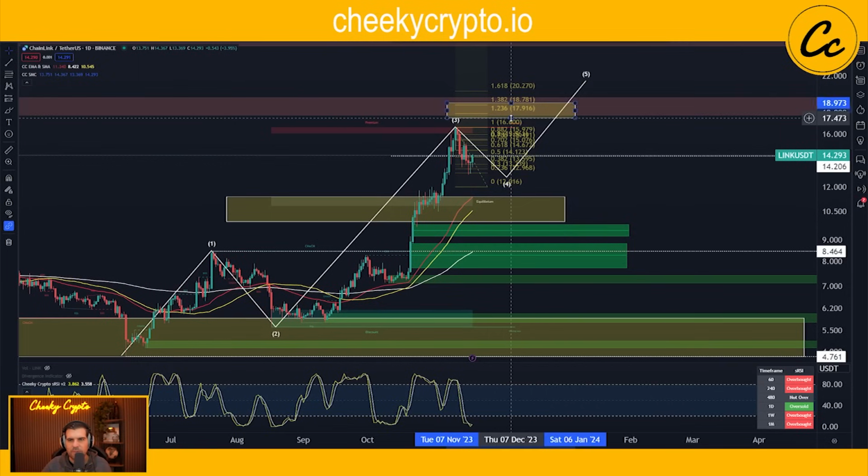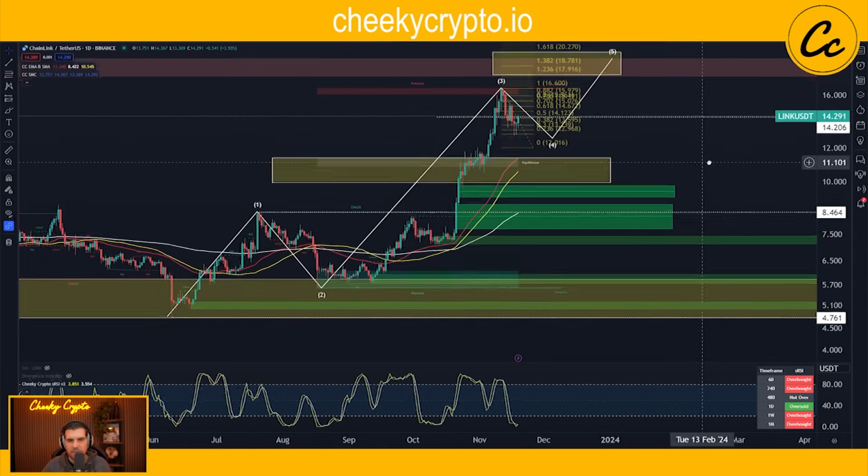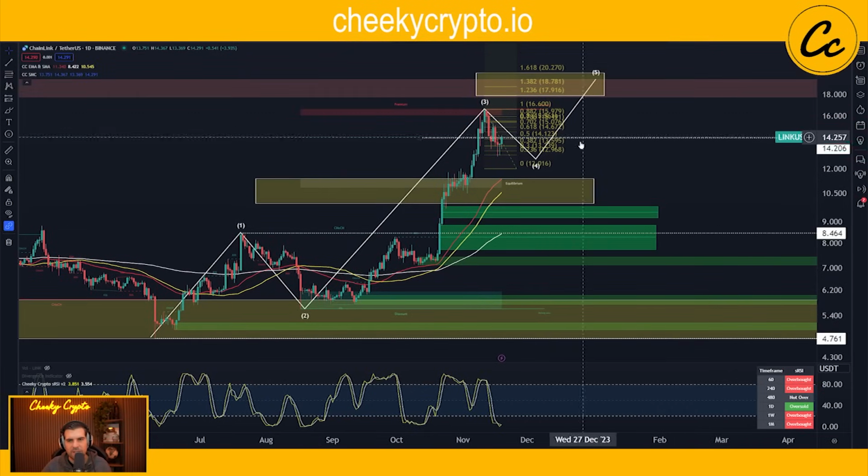So I'm just going to put this approximately there. This will allow us to have an approximate target range for the final move up higher, which will be right here, $17.91 to $20.27. Okay, so that's going to be the fifth wave movement. And as you can see, this will then complete a final structural move for a 5-wave count on the daily time frame.